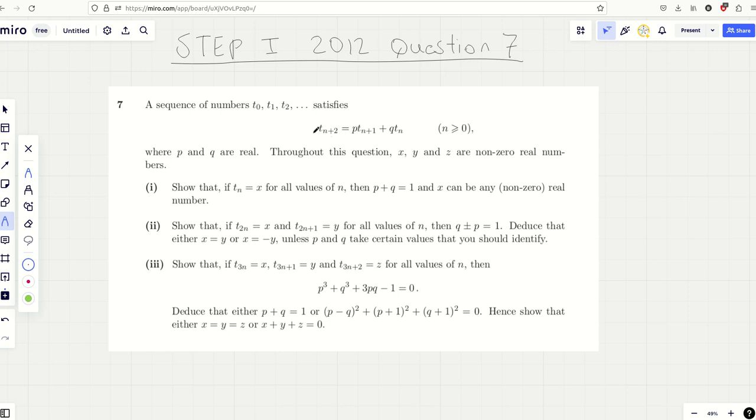So yeah, this looks like a kind of Fibonacci-like sequence, the way it's defined. Next term equals previous term times p plus the term previous to that times q. Okay, well, let's bear that in mind.